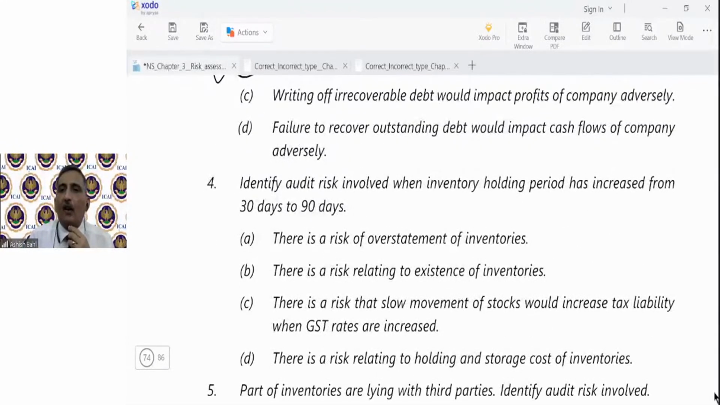So, identify audit risk involved when inventory holding period has increased from 30 to 90 days. So again, students, ये पहले दो क्वेश्चन से ही रिलेटेड है। सो इन्वेंट्री होल्डिंग पीरियड बढ़ गया, it means more inventories are stored, more inventories are piled up. So what should be the answer?